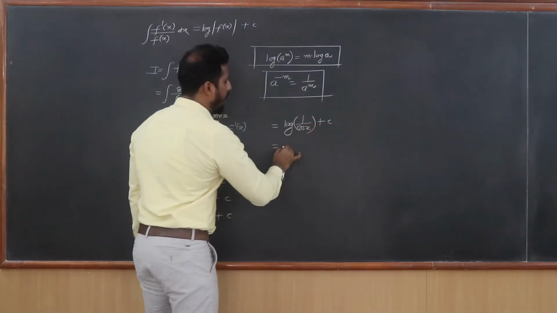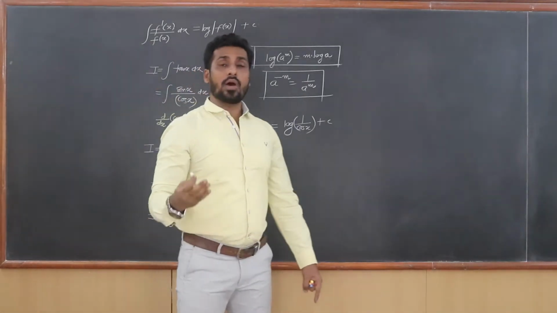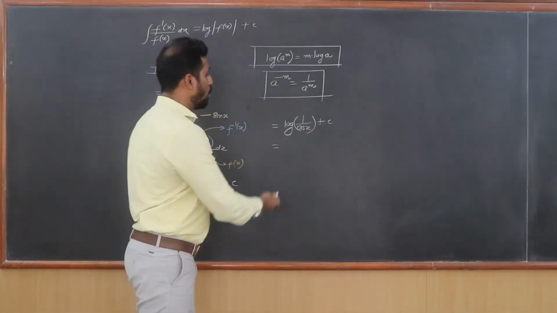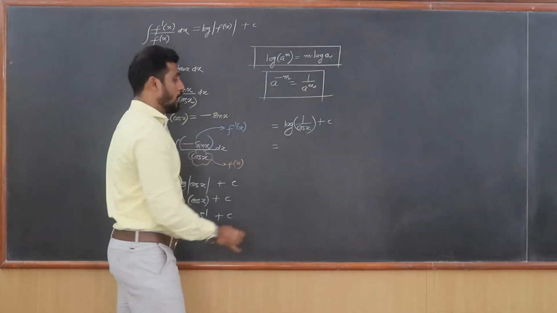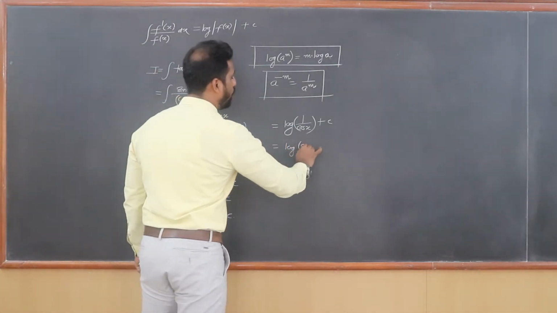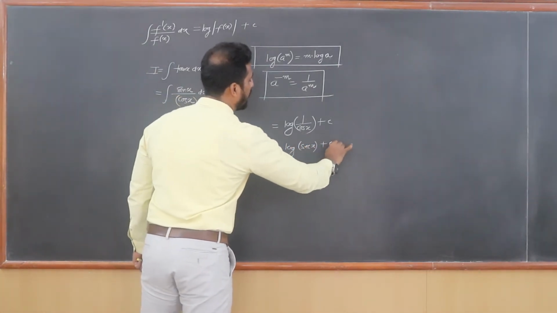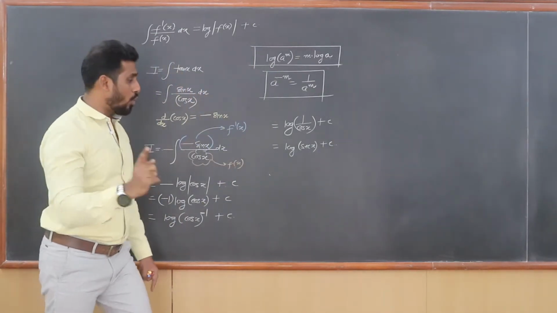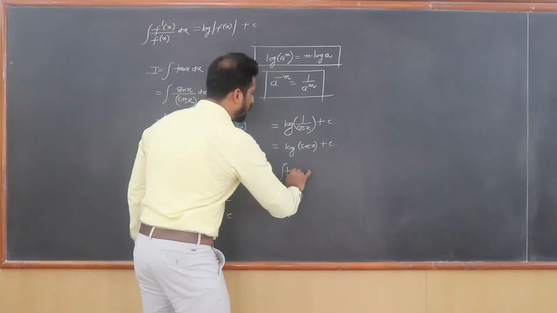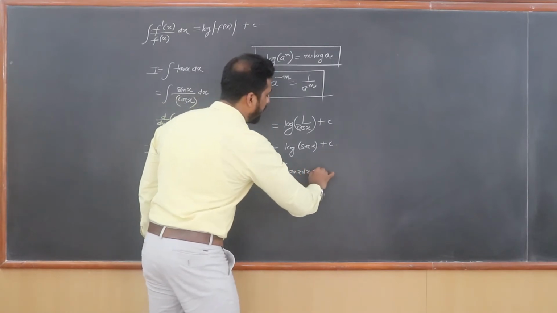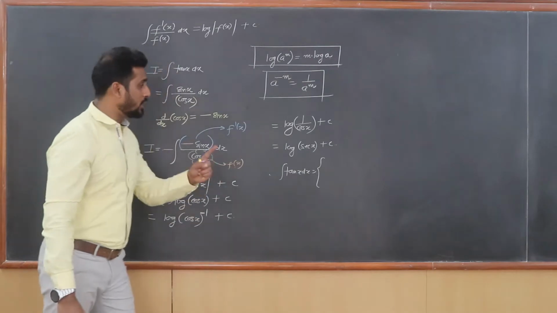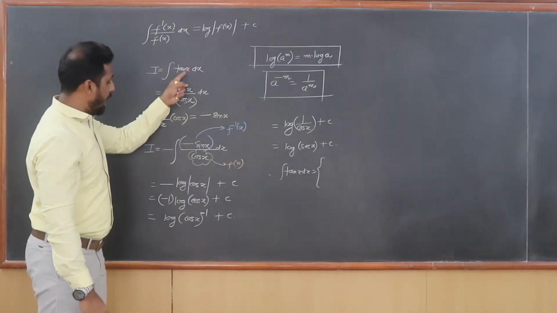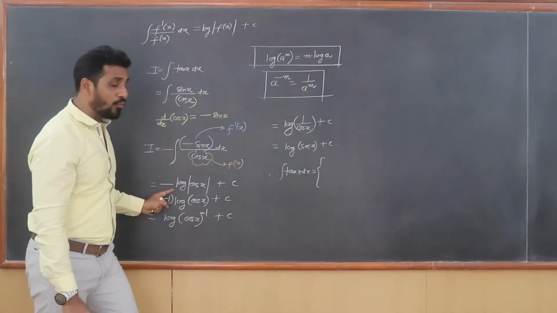And plus c. And do you all know from trigonometry that 1 upon cos is sec? So 1 upon cos x is going to become sec x. So I write log of sec x plus c. So students, there are two different formulas for integration of tan x. One of the formulas is, the first formula you got, integration of tan x dx is equal to minus of log of cos x.